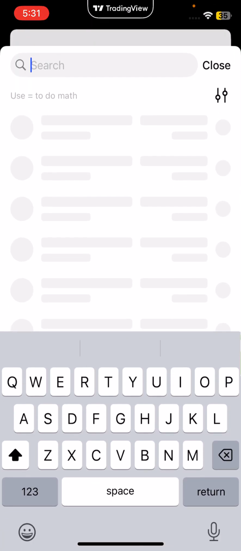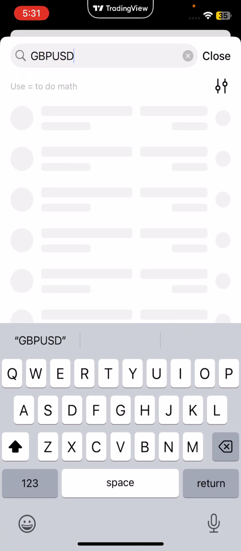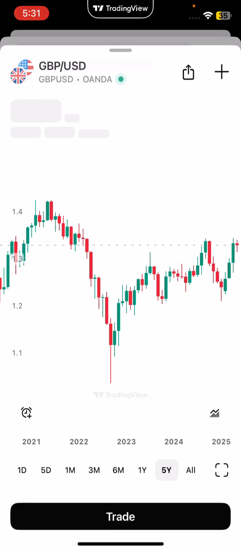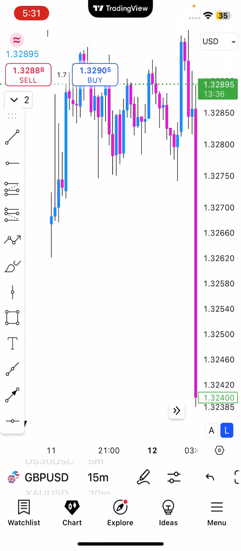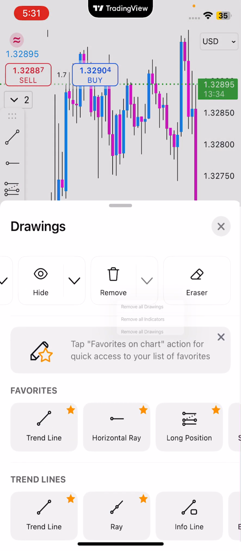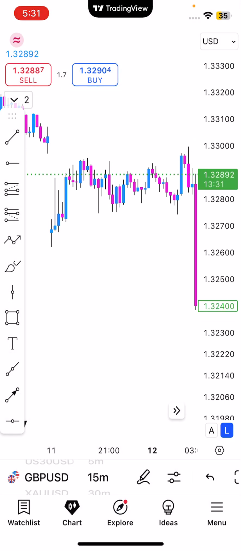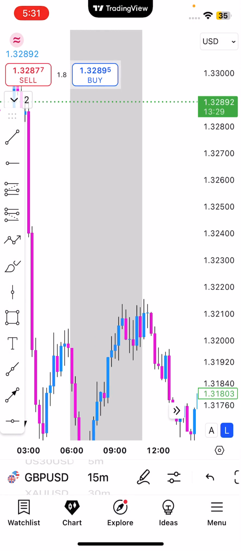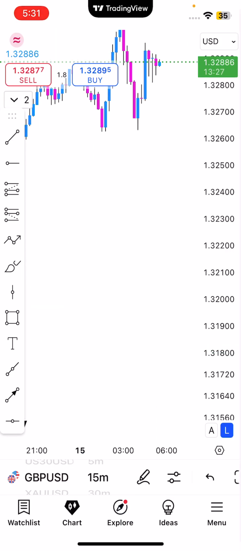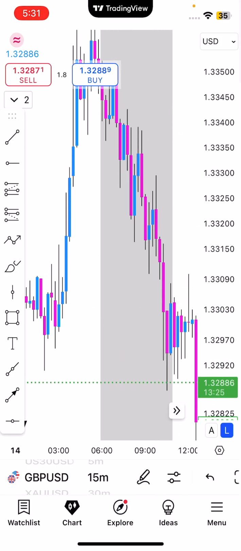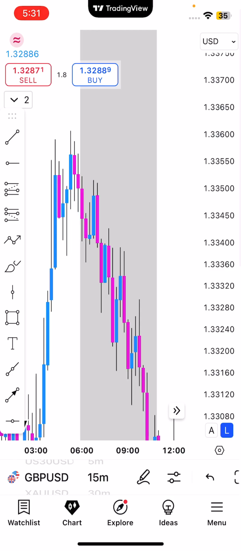If you guys want to trade currencies, I don't know what currencies you trade. Let's try a GBP USD. Let's take a look. Let me just delete anything. I don't know if I have drawings on this, but let's just delete. And let's go to, let's see what we got. So, okay, this was yesterday. So what do we got?